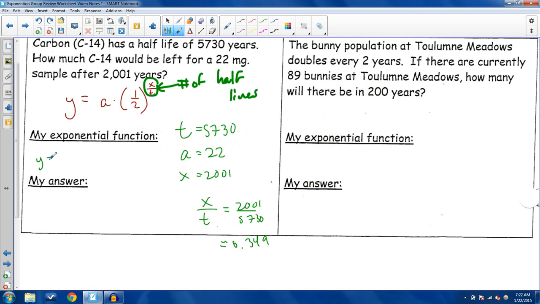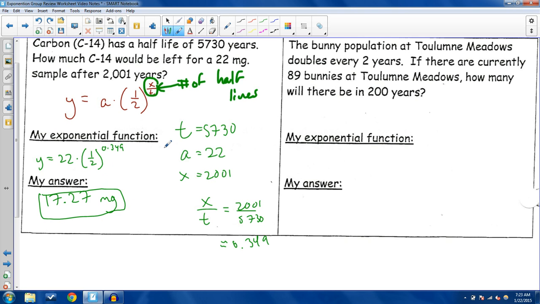So your exponential function is y equals 22 times 1/2 to the x over t power, which is that 0.349 number. I'm not plugging in 0.349. I'm using the number that I had. I'm going to raise it to that value in my calculator. You can't see this. I'm going to multiply this by 22, and I'll get 17.27, about. It didn't say what to round it to, but this is pretty good. 17.27 milligrams. So this is how much is left.